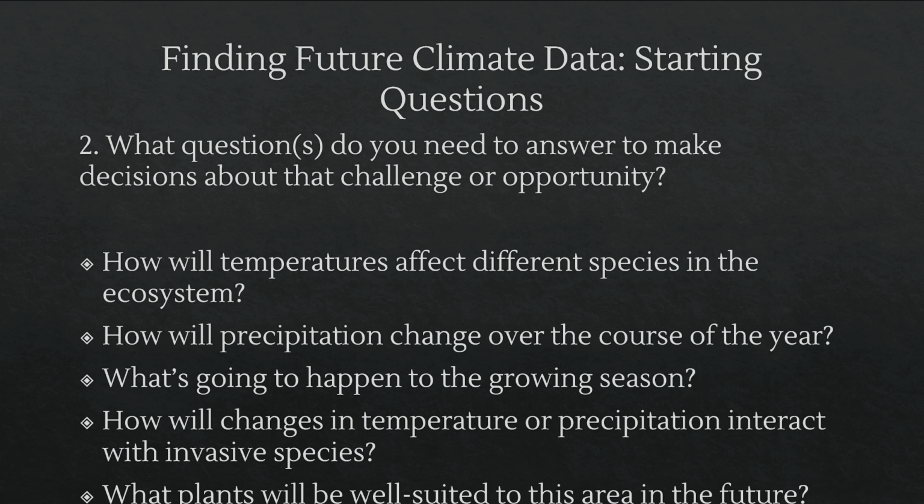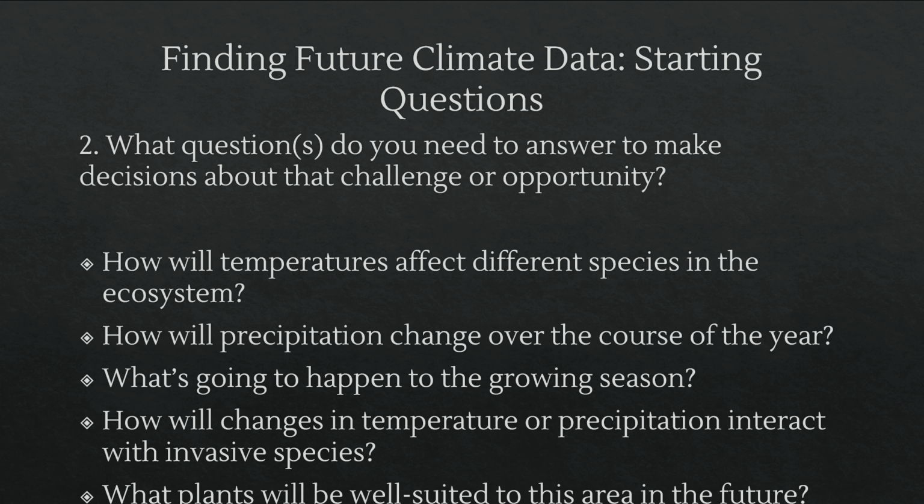So how will temperatures affect the different species in the community? Is it going to be really good for this one species of tree and really bad for the other? We talk a lot about how cottonwoods respond to temperature and precipitation versus Russian olives or salt cedar. How is precipitation going to change over the course of the year? So something like when the rain falls or if it falls as snow might be important. What's going to happen to the growing season? Is it going to get longer, shorter, hotter, drier?